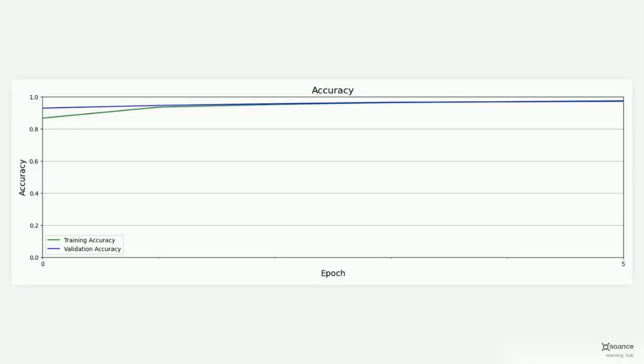This chart tracks our model over 5 training epochs. Accuracy steadily climbs toward 1.0 as the network updates. Notice the blue validation curve. Its close alignment with the training data proves the model can accurately identify completely unseen digit samples.